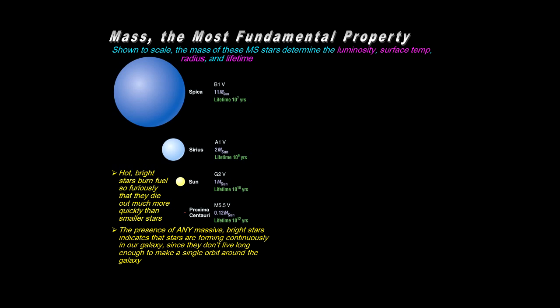Because of that, it turns out that if you find a massive bright star somewhere in the galaxy, it indicates that stars are being born because they are very young stars. Because there is no such thing as an old massive star. Because if they're massive, they go through their life cycle very quickly.